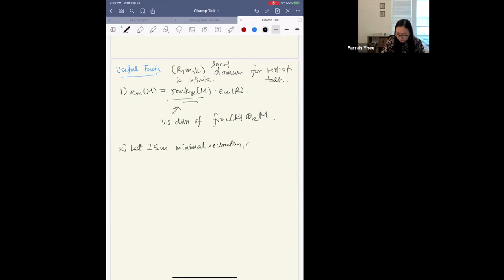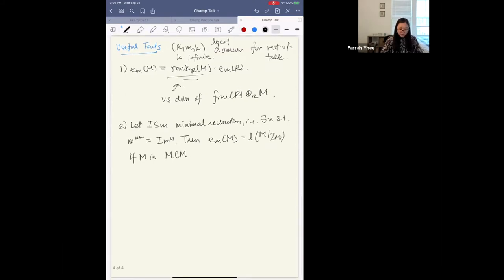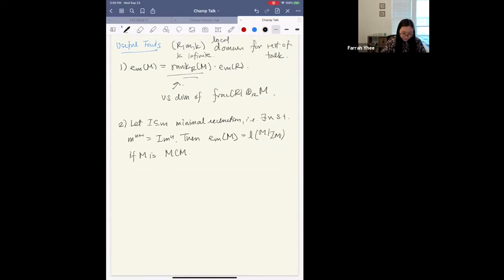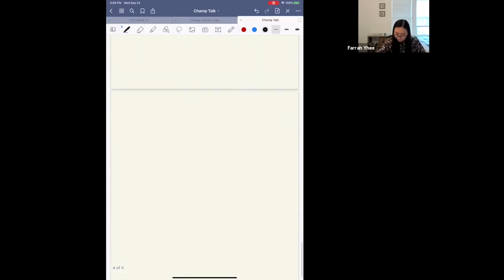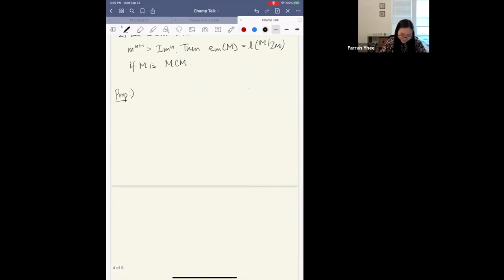So it means there exists some N such that M^(N+1) is equal to I M^N. Then I can actually compute the multiplicity of M as the length of M mod IM if M is maximal Cohen-Macaulay. So the reason I want to do that is, I know it's taking so long to get to defining what an Ulrich module is, but I promise we're almost there.